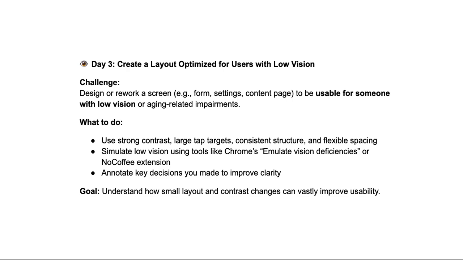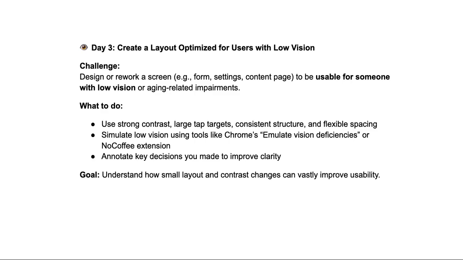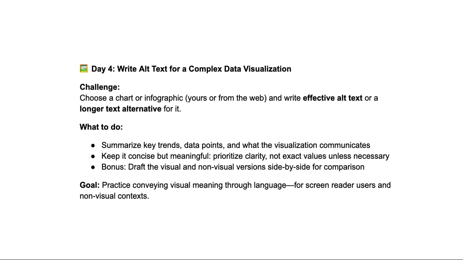The flexible spacing, and simulate it using something like Chrome's Emulate Vision Deficiencies or the NoCoffee extension. So just to demonstrate how this may work and what it may look like, and annotate the key decisions you made to improve clarity. Again, with accessibility, we should all be really focused on it, but it is one of those things that's a part of the user experience where sometimes you have to advocate for it, and there are times when people and stakeholders and organizations understand that it is necessary, but there are certainly times where you have to really speak up for it. So get in that habit of annotating things to facilitate conversations where you're advocating for change.